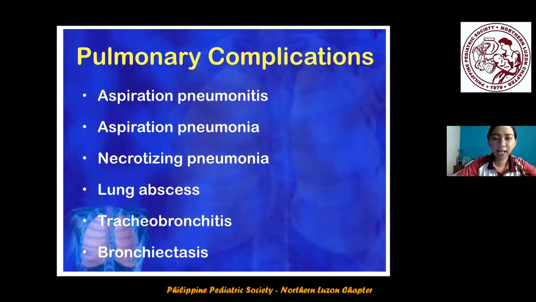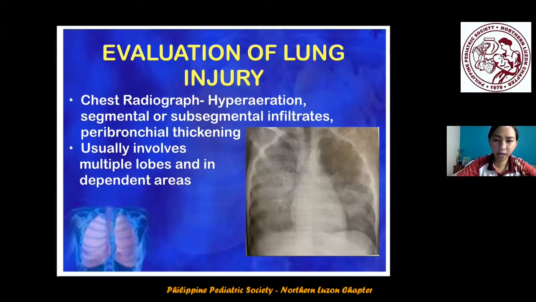So once chronic aspiration is suspected, chest x-ray may show hyperaeration. There's segmental or subsegmental infiltrates and peribronchial thickening. These findings are usually seen in multiple lobes and independent areas. Here we see a radiograph of a 15-year-old with chronic aspiration. You can see the posterior involvement, or the involvement of the dependent areas. However, again, please take note that findings of the chest radiographs are very non-specific, and it usually does not differentiate chronic aspiration from a diffuse lung disease.